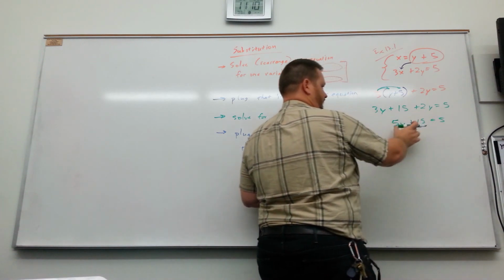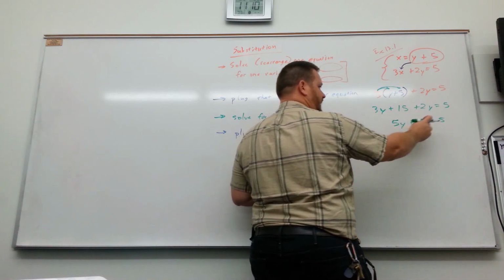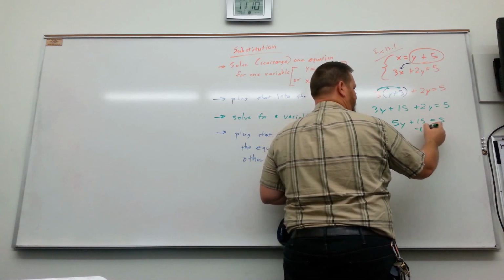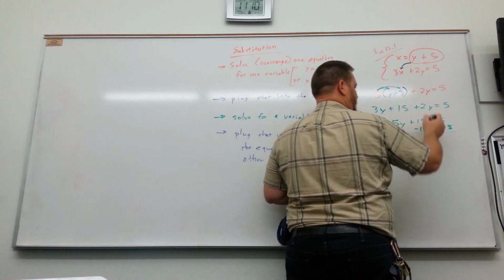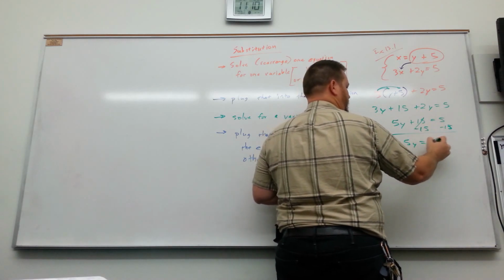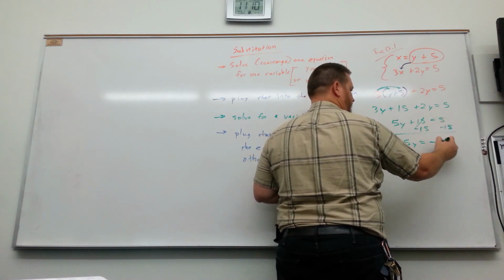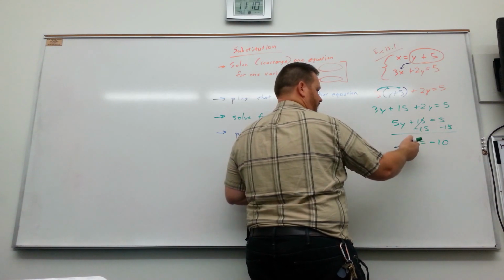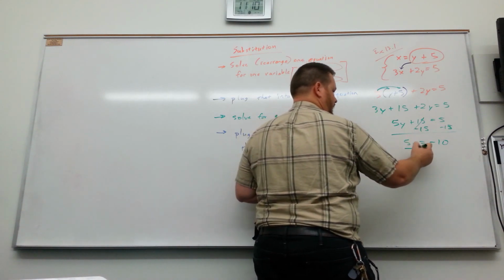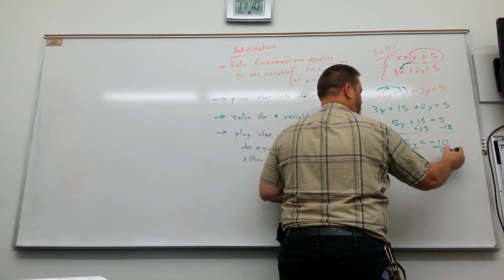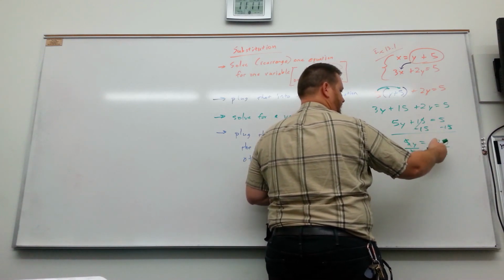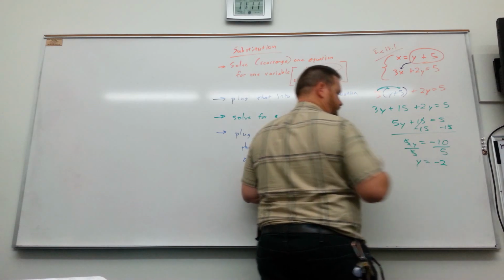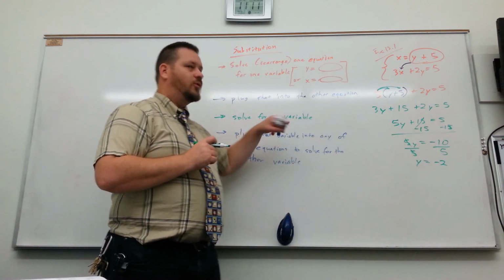I've got all my y's together on the left. I got to get the number on the right. So I'm going to subtract 15 from both sides. That's a 5. So that cancels, and I've got 5y equals 5 minus 15 is negative 10. I've got y times 5, so if I divide by 5, then these 5's will cancel, and I've got y equals negative 10 divided by 5 is negative 2. So now I have solved for one of my variables.